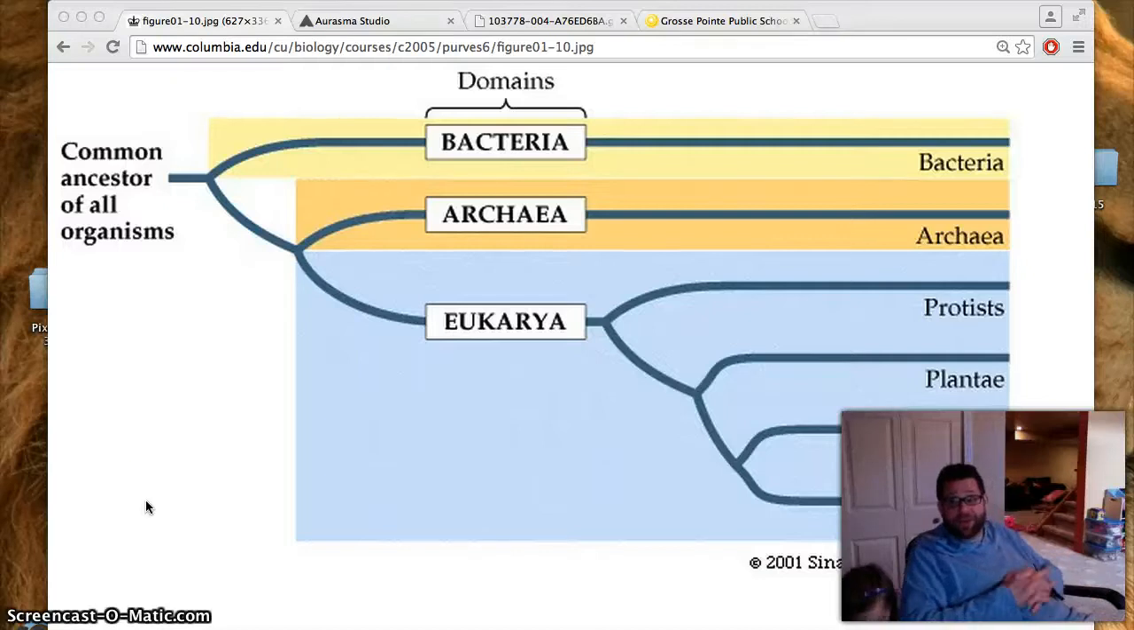Okay, this is part 2 of my classification tutorial. For this one, we're simply going to look at our 3 domains and our 6 kingdoms so that you kind of understand how living organisms on planet Earth are classified and organized. There are probably in the neighborhood of 13 to 14 million living things on planet Earth. The problem is most of them have never been identified.